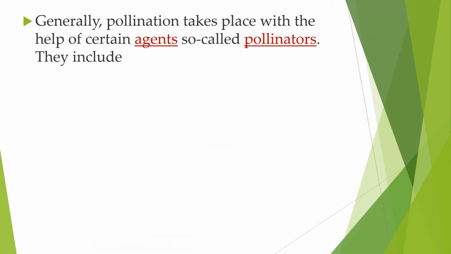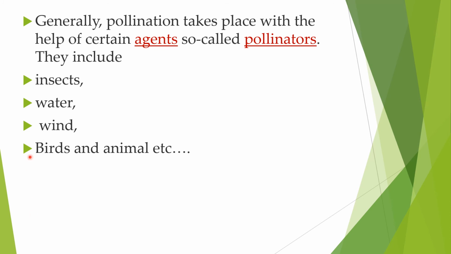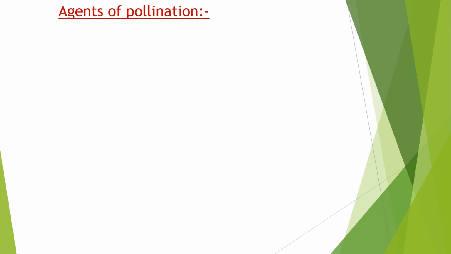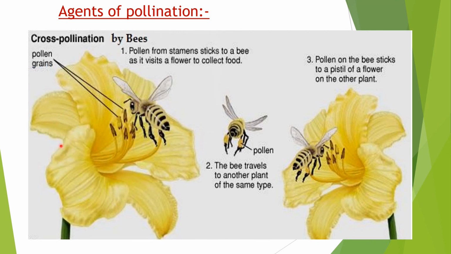Generally, pollination takes place with the help of certain agents, so-called pollinators. They include insects, water, wind, birds and animals, etc. Agents of pollination, I will show a picture. For example, look here. This is cross-pollination by bees. This is one flower, this is another flower.